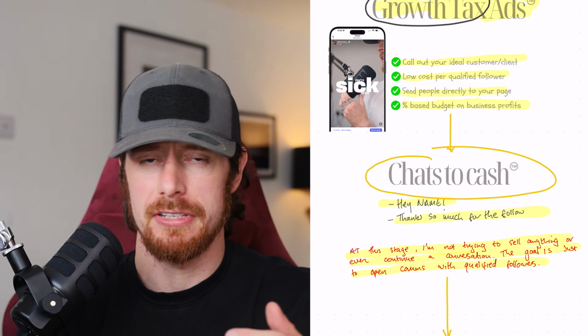And what you'll find happens here is because you have this open line of communication with the new follower and you've got a DM conversation happening, Meta will push your content and your stories higher in the algorithm for that individual. So they will start to see your social proof on your stories. They'll start to see your Instagram reels. They'll start to see anything that you post on a more frequent basis because you have an open line of communication. So that is chats to cash, and that is as far as the outreach strategy goes.